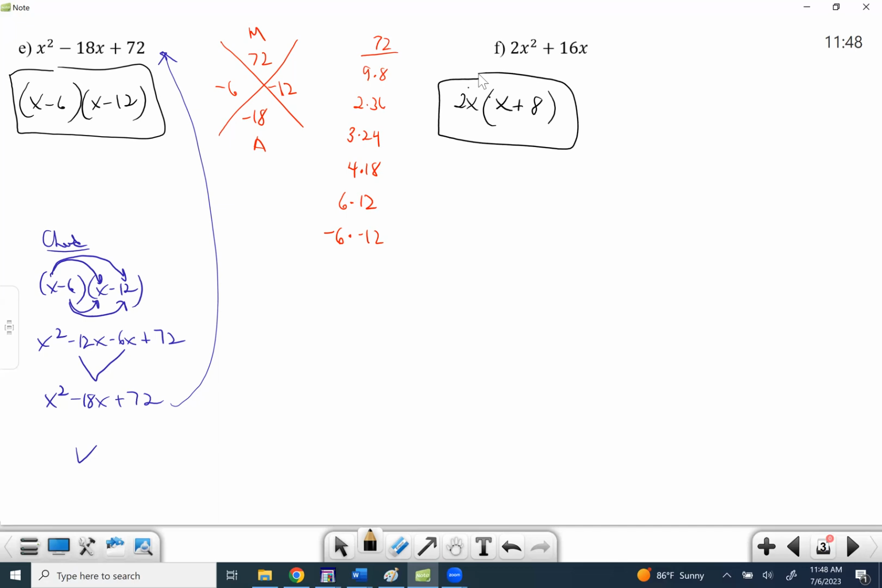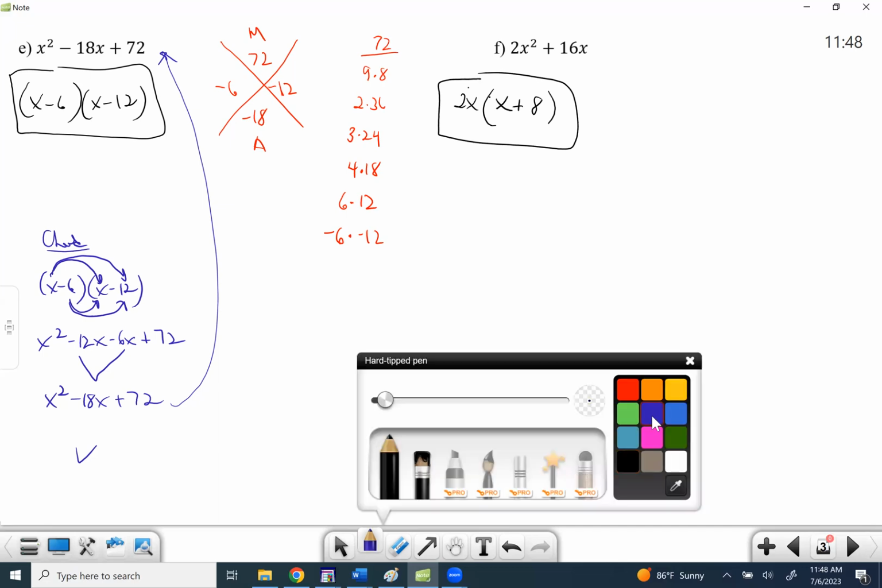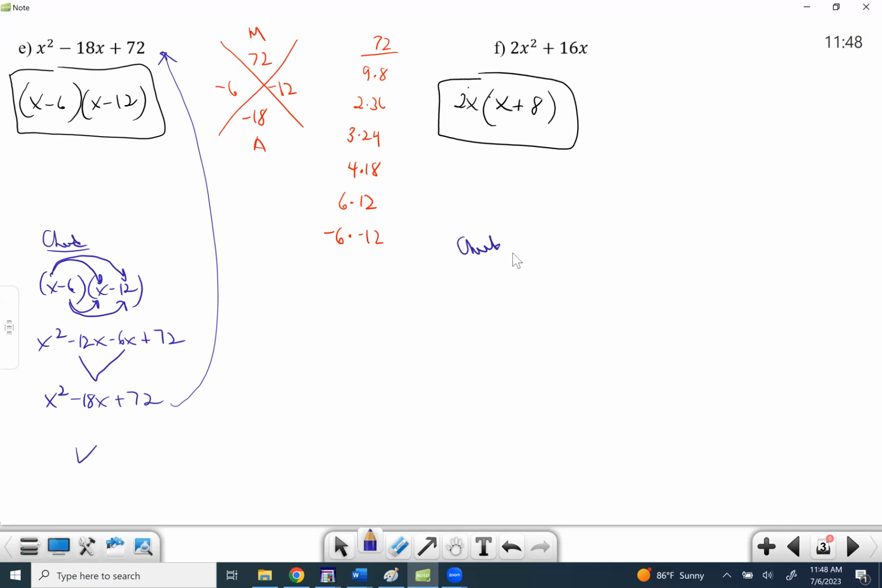Okay. And we kind of already did the check, you know, a lot of times you're just doing this check in your head. But let's go ahead and take 2x and multiply it by x plus 8. So we get 2x squared. We get 16x, and that indeed matches the original. So we're good to go.